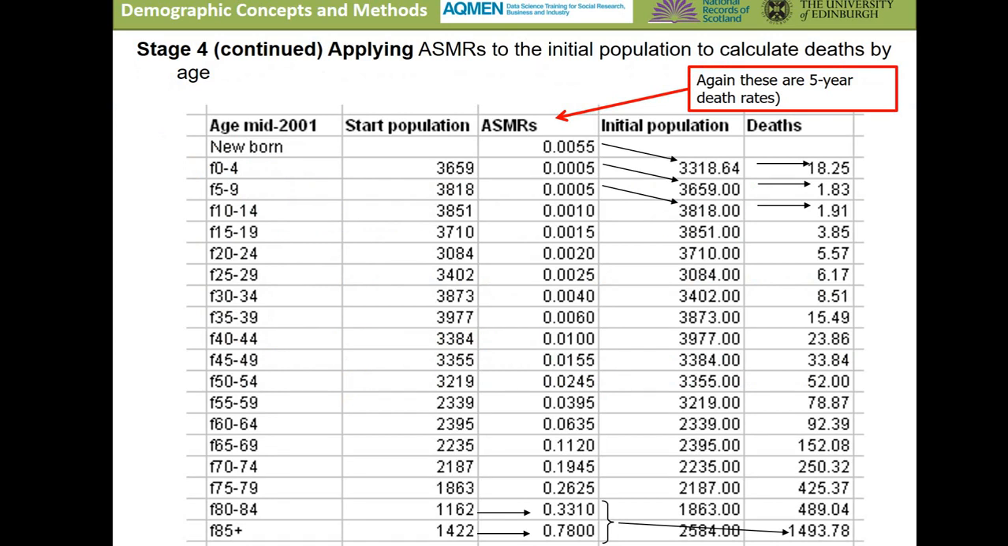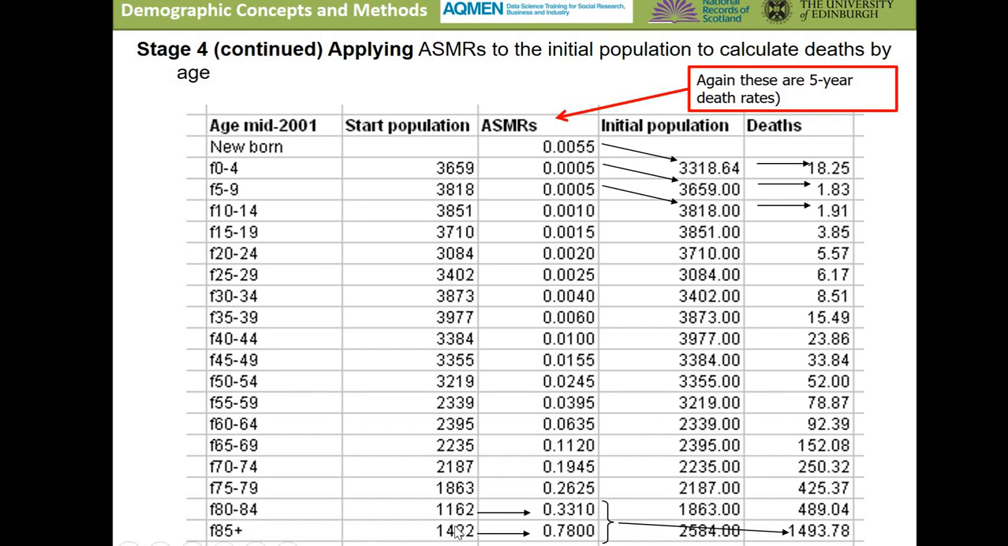So here we see a diagram expressing what is done here. I have a set of age-specific mortality rates. Again, these are 5-year death rates. So our initial population at age 0 to 4, 3318, is multiplied by the age-specific mortality rate for newborns. Our initial population at age 5 to 9, 3659, is multiplied by the age-specific mortality rate for the 0 to 4 age group, which is the group they have passed through to be aged on to become this initial population. So that gives us our estimate of deaths.